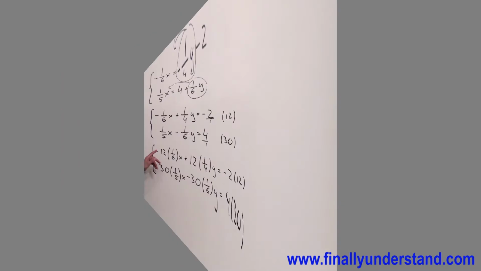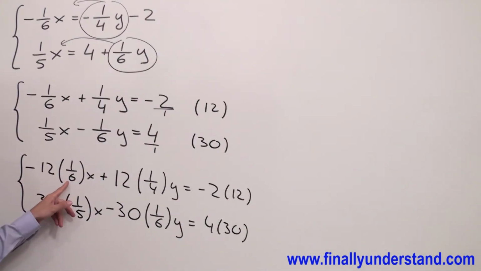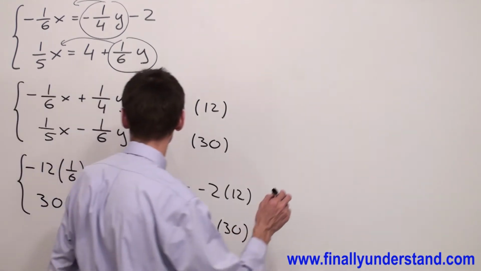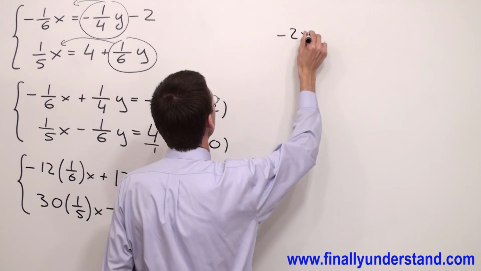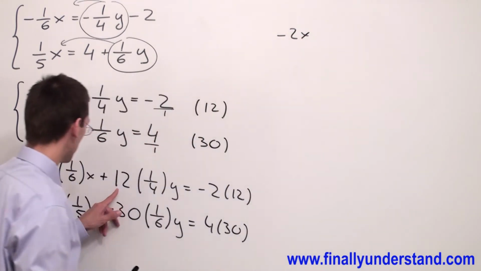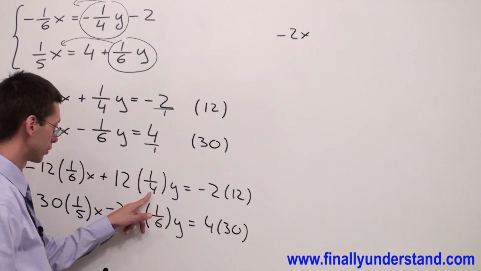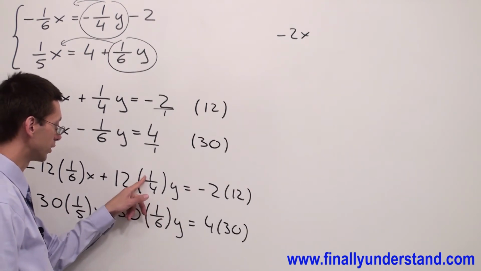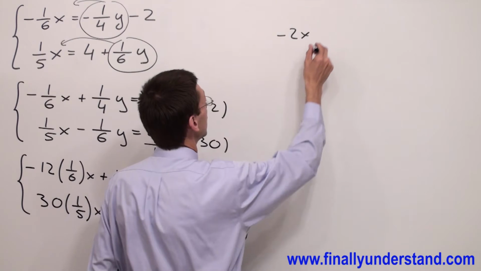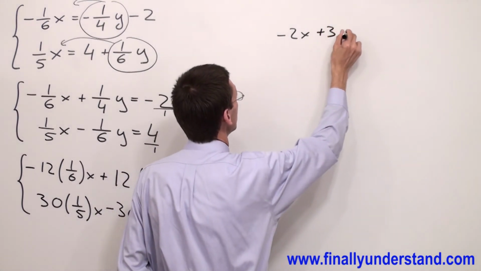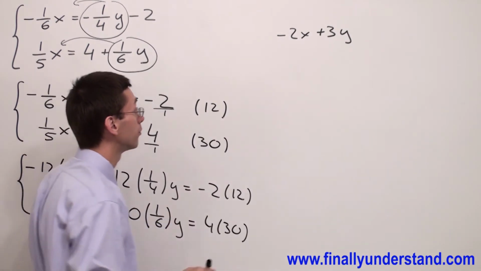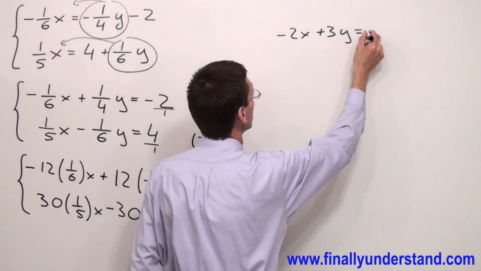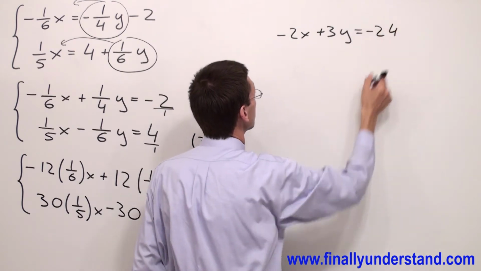Now, negative 12 divided by 6 is negative 2. Negative 2 times 1 is negative 2. That's why I'm going to have negative 2x. 12 divided by 4 is equal to 3. 3 times 1 is 3. So I have plus 3y. Negative 2 times 12 is equal to negative 24.